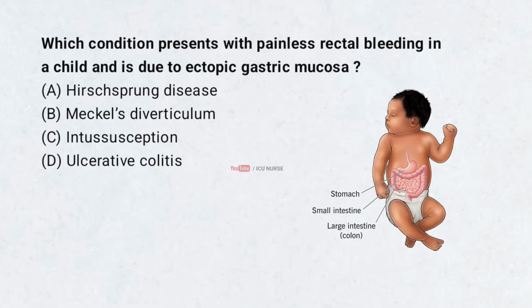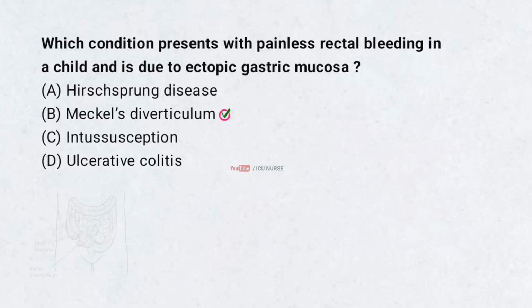Which condition presents with painless rectal bleeding in a child and is due to ectopic gastric mucosa? A. Hirschsprung disease, B. Meckel's diverticulum, C. Intussusception, D. Ulcerative colitis. Correct answer B. Meckel's diverticulum.